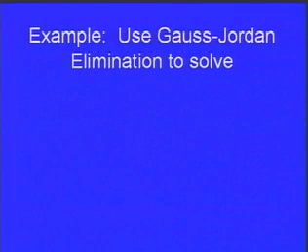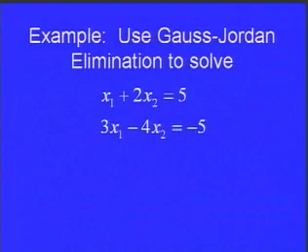Use Gauss-Jordan elimination to solve this system. Suppose we have x1 plus 2x2 is equal to 5, and then we have 3x1 minus 4x2 is equal to negative 5.